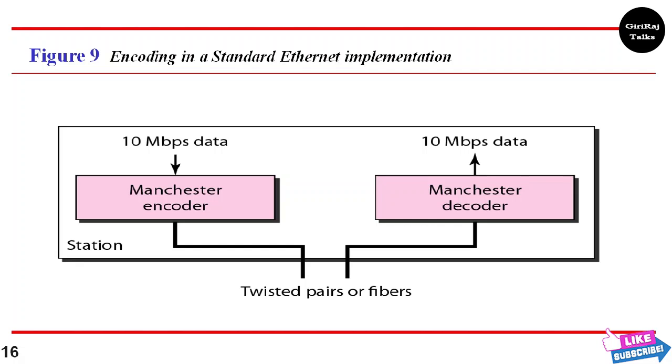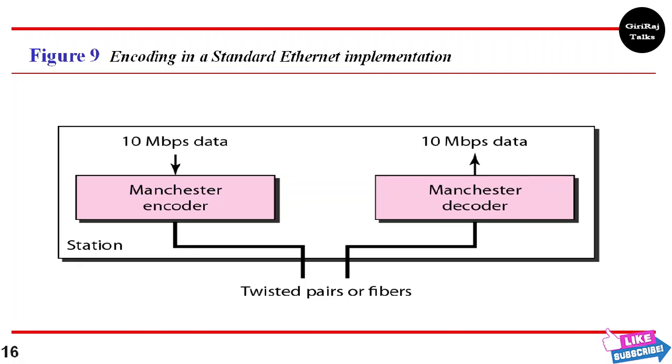You can look at Figure 9. It shows the encoding scheme for standard Ethernet. The Manchester encoder takes 10 Mbps data, and the Manchester decoder gives 10 Mbps data. The station receives 10 Mbps data using the Manchester encoder, and the station gives the data using the Manchester decoder, up to 10 Mbps. Here they are using twisted pair or fiber optic cables.